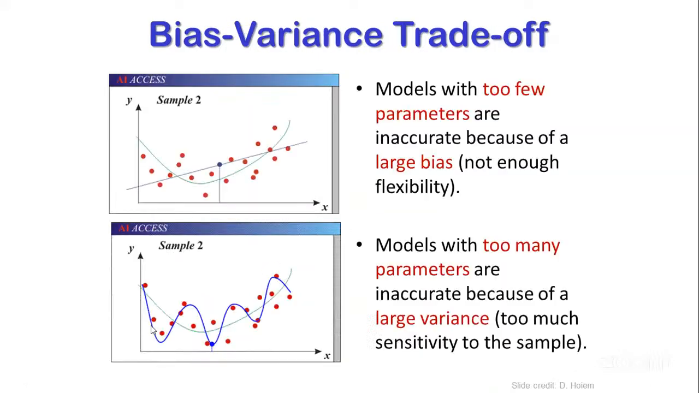Always remember that if you have a model with too few parameters, it is inaccurate because of large bias, because the model is not flexible enough to capture all the intrinsic characteristics of your data. But if you use a model with too many parameters, there will be large variance. What does large variance mean? Your model becomes sensitive towards the sample. So we want to make both low.